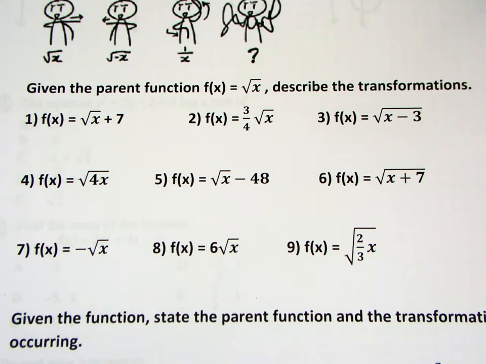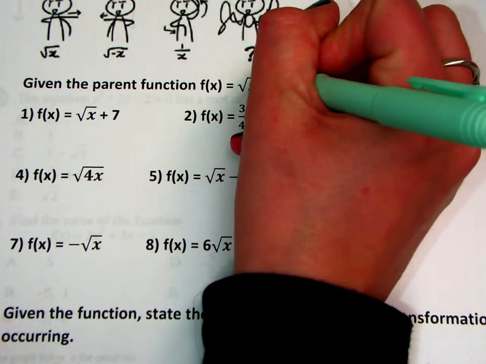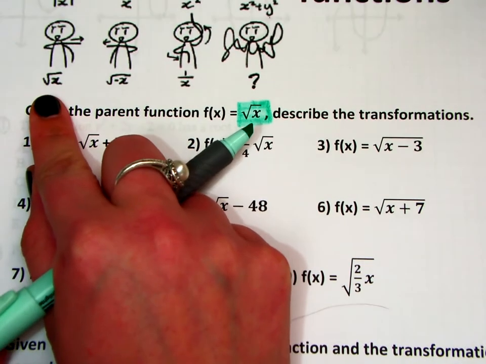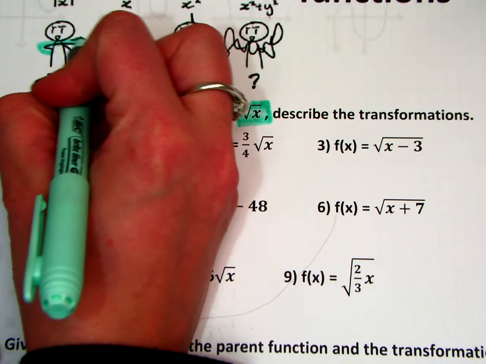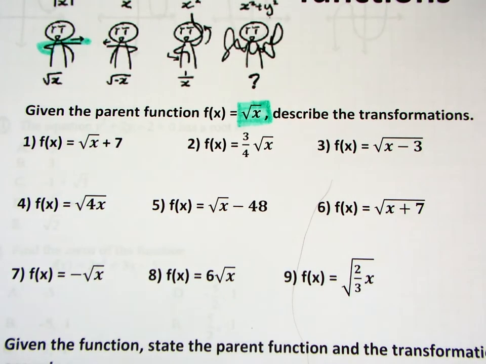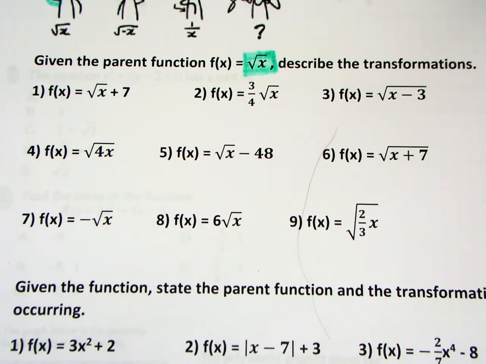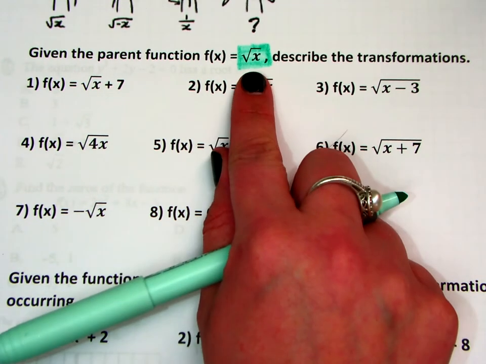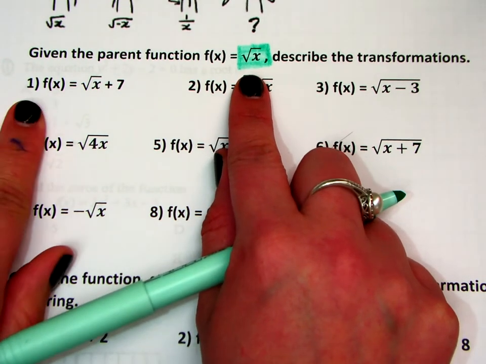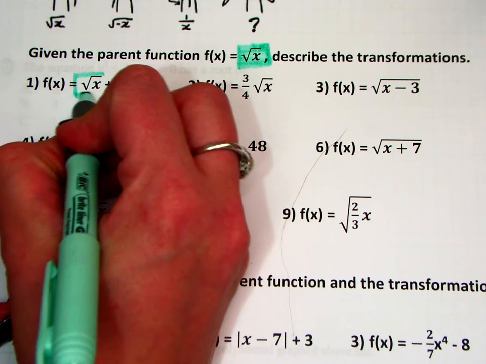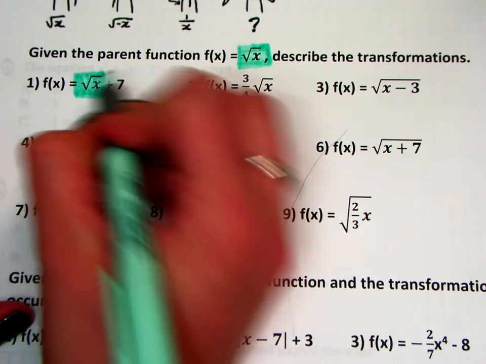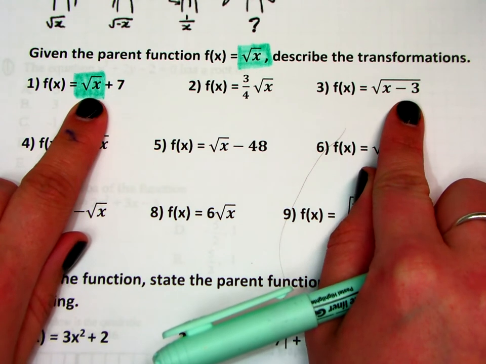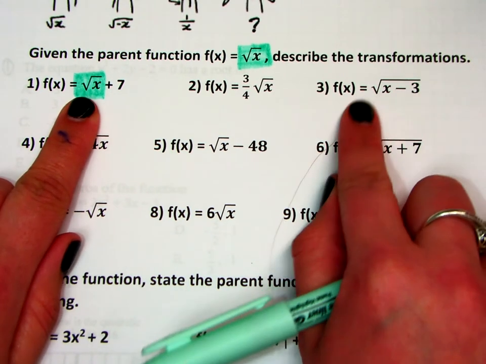So the parent function is the square root of x. If you look at the top of page 4, the square root function looks like this. It's kind of weird, it's curved a little bit. So when describing what happens, it's important to ask yourself, is the parent function intact? Well, looking at number 1, all that's happening is we are adding 7. So our parent function is in fact intact. Notice the difference between 1 and 3. We can clearly see the square root of x, whereas in this problem we can't.